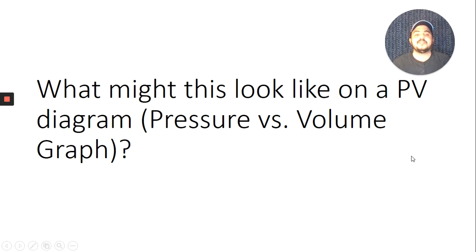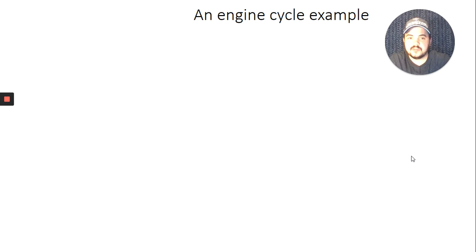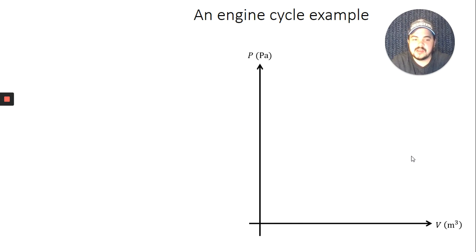So what does this look like on a PV diagram? That's really the last thing we'll answer in this video. So here's the example. Got our PV diagram here, pressure measured in pascals on the vertical axis, and then volume measured in cubic meters on the horizontal axis.